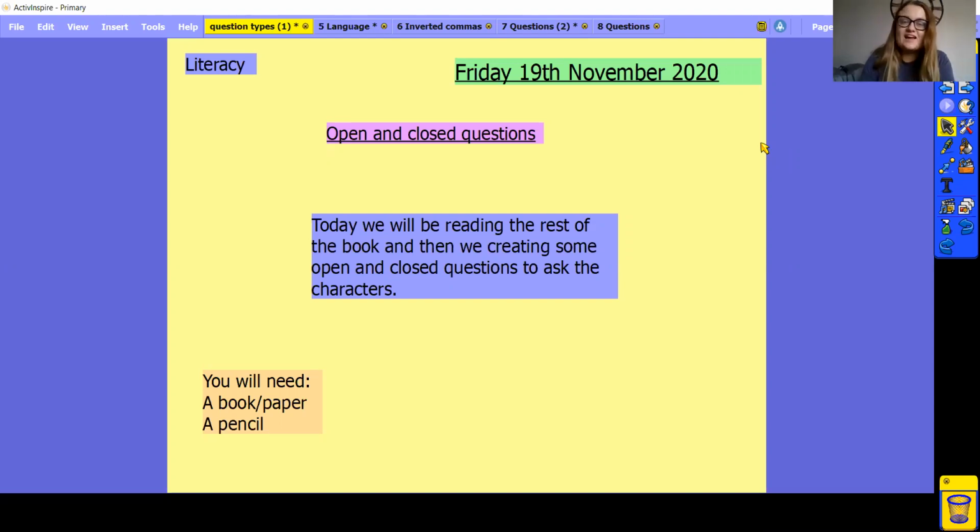Okay, so what I'd like you to do, like all of the other lessons, is write the date and title at the top of your page. And make sure if you've got a ruler that you do underline them. Okay, so what we're going to be doing today is looking at open and closed questions, and we're actually going to be asking and answering some questions for the characters Anne and Carl Denham.